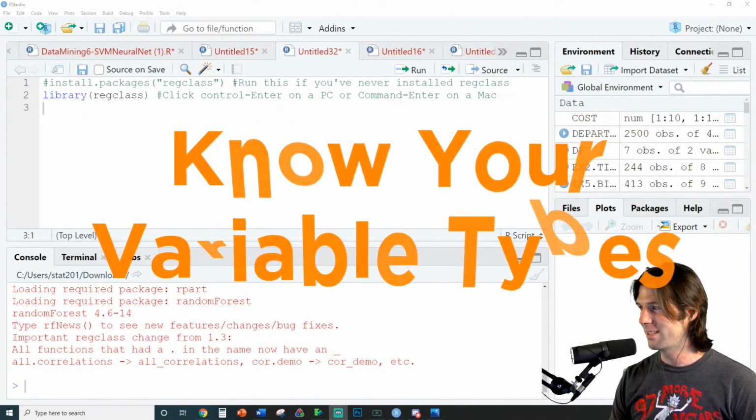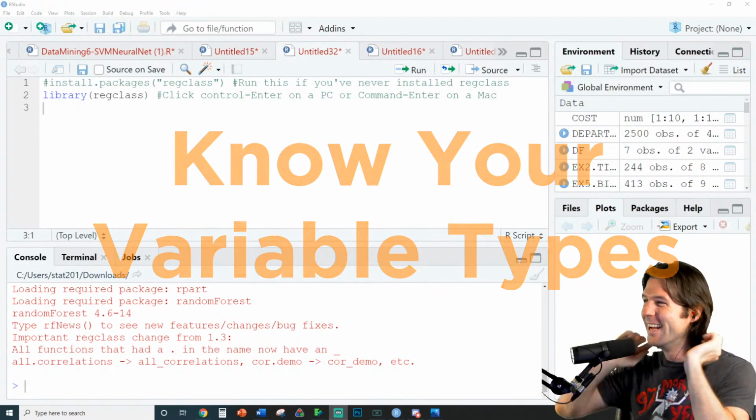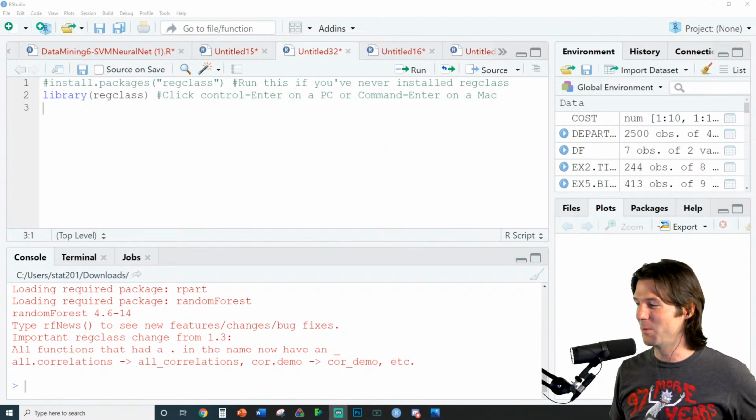Know your variable types. Know your variable types, because we're going to be reviewing variable types.